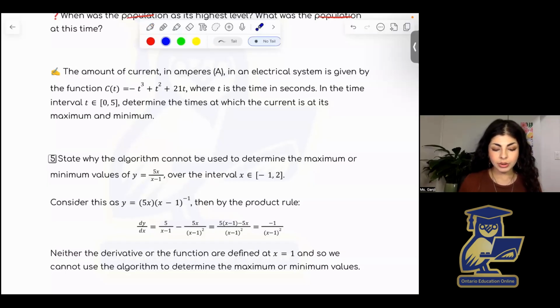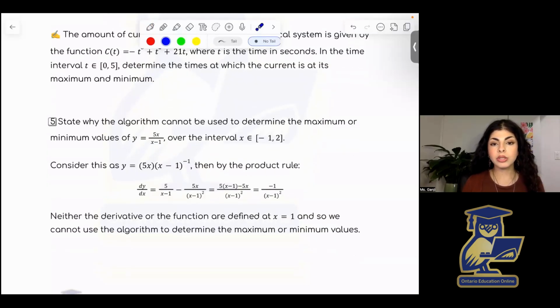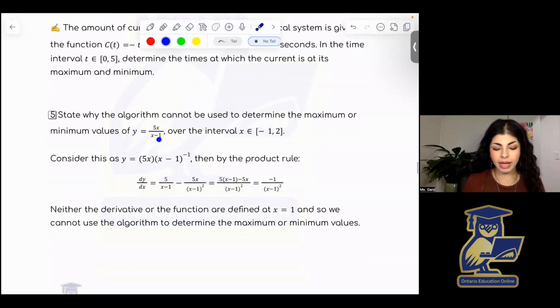Okay, now we're asked to state why the algorithm cannot be used to determine the maximum or minimum values of y equals 5x over x minus 1 over the interval x in [-1, 2] inclusive, so this closed interval. And I hope you can see right away that we have that x minus 1 there. So we do have that value in our interval, and so our function is not defined for x is equal to 1.